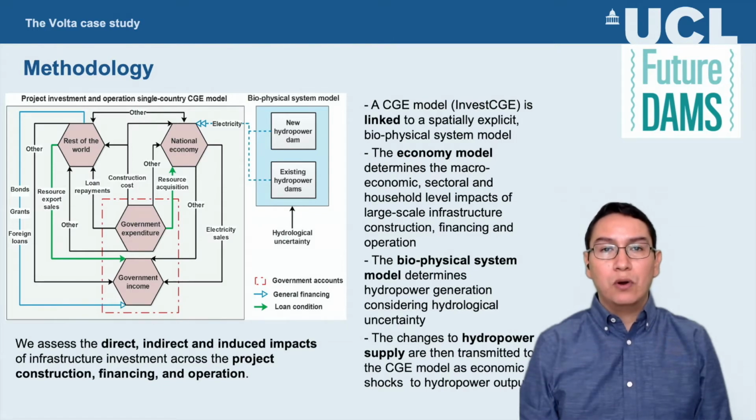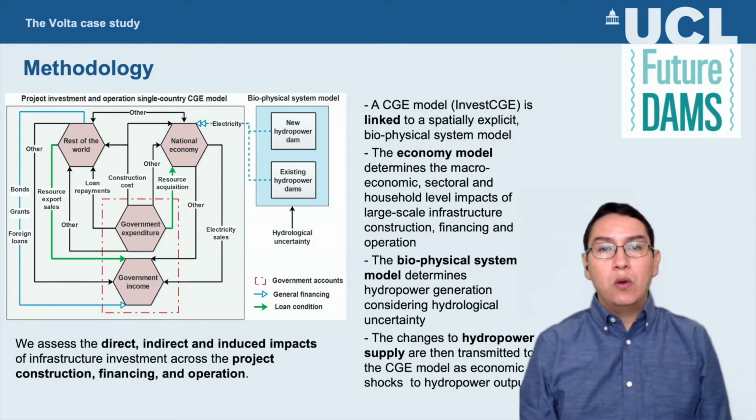However, most of the literature only focuses on the operation phase of the power plant, that is, on the direct impacts such as electricity generation and irrigation water availability, leaving the indirect impacts such as impacts on the supply chain and induced effects such as income impacts unexplored. Our approach, therefore, explores the direct, indirect, and induced impacts of infrastructure investment across the project construction, financing, and operation.